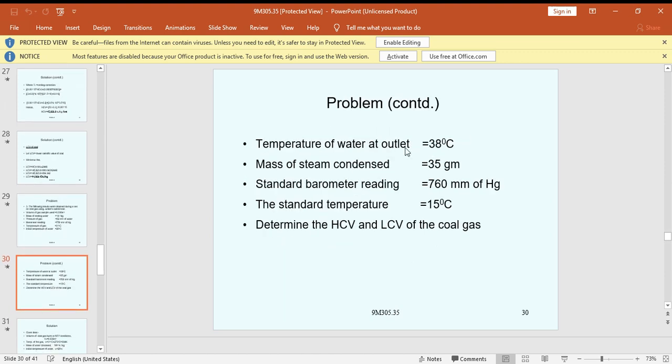Temperature of the outlet water is 38 degrees centigrade. Mass of steam condensed is 35 grams. Standard barometer reading is 760 mm of mercury. The standard temperature is 15 degrees centigrade. Determine the SCV and LCV of the coal gas.